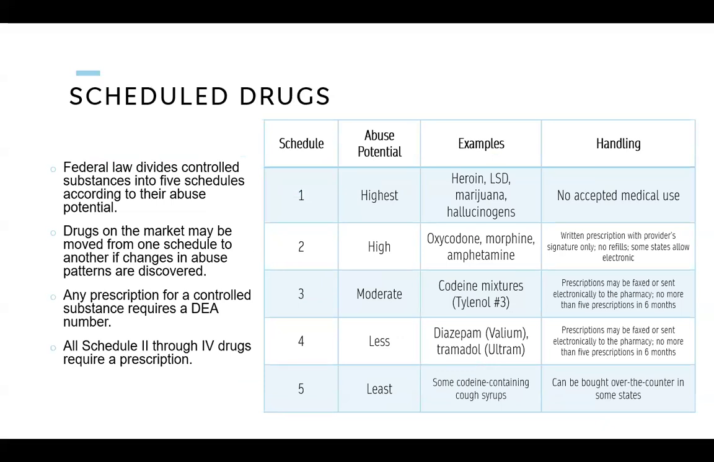Drug schedules. Federal law divides controlled substances into 5 schedules according to their abuse potential. Drugs on the market may be moved from one schedule to another if something changes or something is discovered. Any prescription for a controlled substance requires a DEA number. All Schedule 2 through 4 drugs require a prescription.